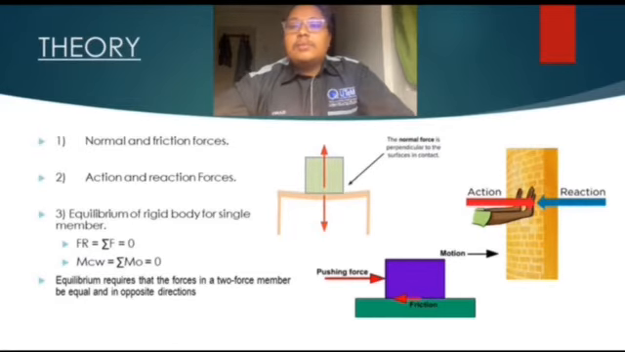The third is equilibrium of rigid body for a single member. A body or any part of it which is currently stationary will remain stationary if the resultant force and the resultant moment are zero for all forces and couples applied on it. Hence the formula for it is as shown on the slides. Equilibrium requires that the forces in the two-force member be equal and in opposite directions. If a member is subjected only to three forces, the forces should be either concurrent or parallel for the member to be in equilibrium. Thank you. Next I will pass it to my friend.